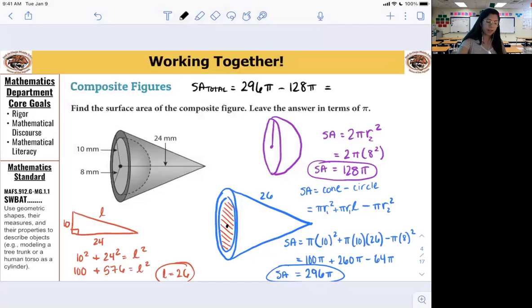Oh, sorry, wait, I'm adding them, not subtracting them. Silly Miss Lopez. So what do we get? 424 millimeters squared.